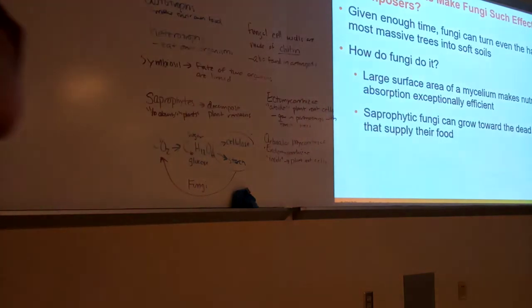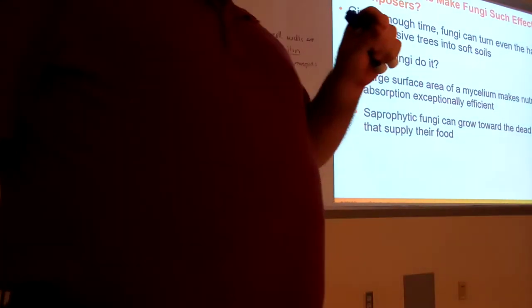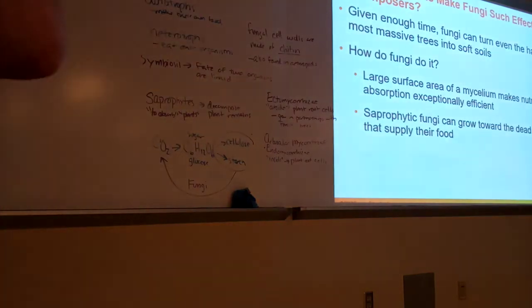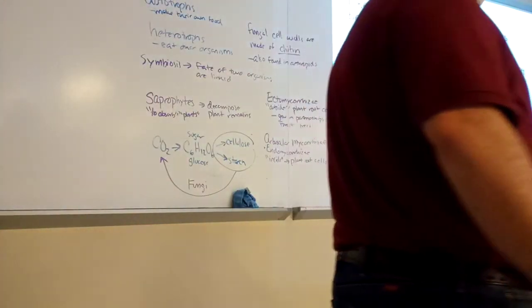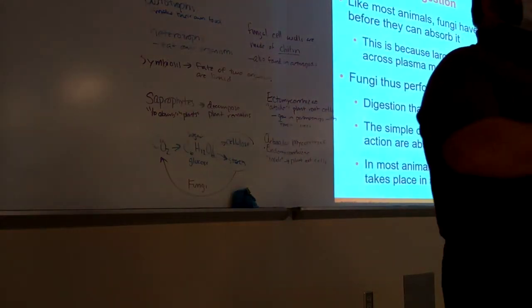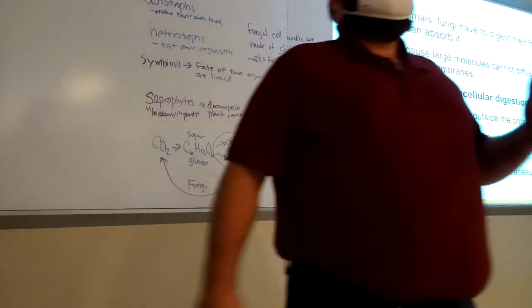I mentioned that both fungi and animals are heterotrophs. The key difference between them is how they actually obtain nutrition. They do eat other organisms, but how do they obtain it? Animals have to ingest their food. Animals have a digestive tract. We have a mouth, we ingest our food, we bring it into our body, and then we digest it internally. All animals do this.